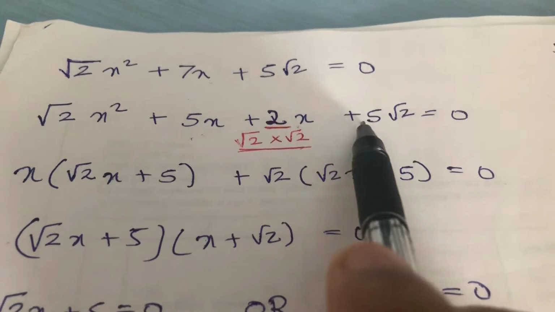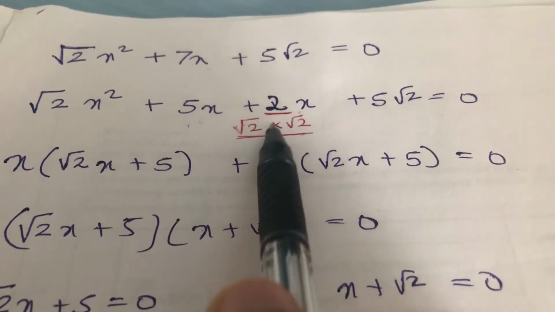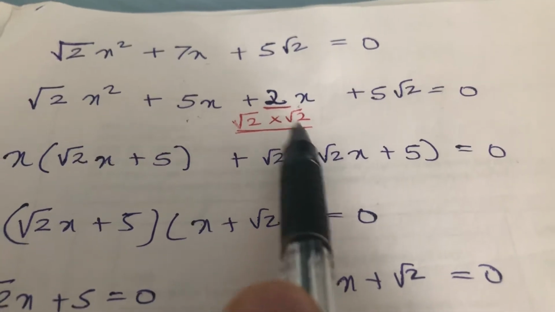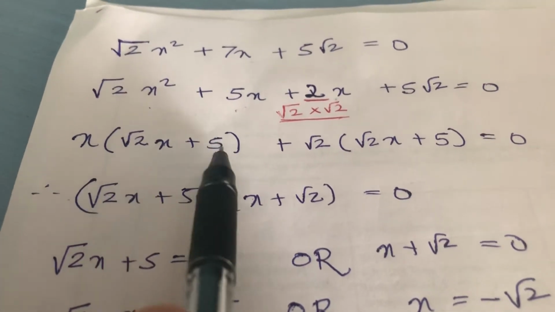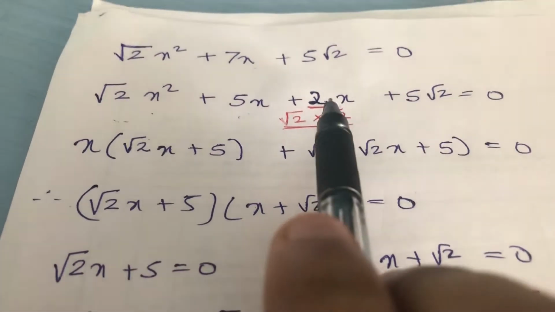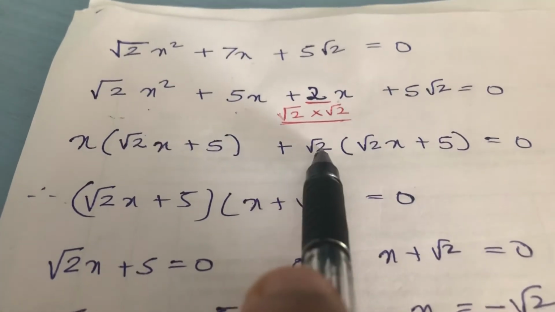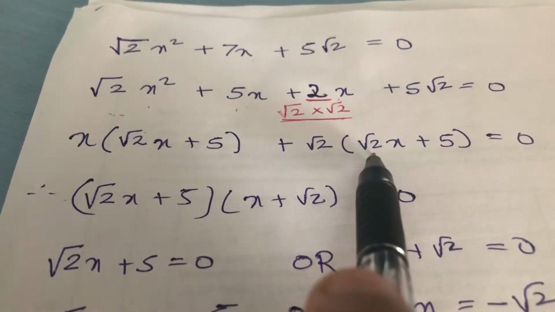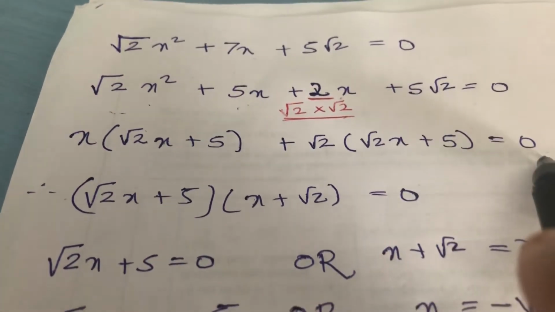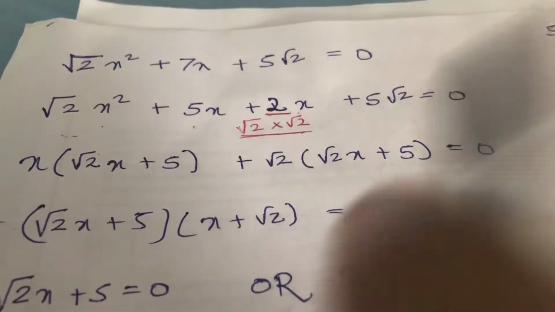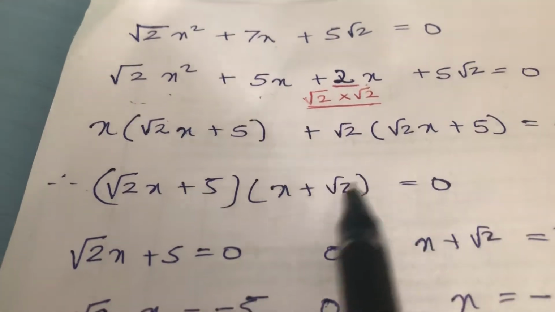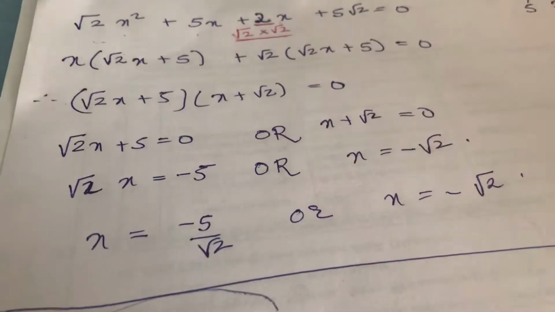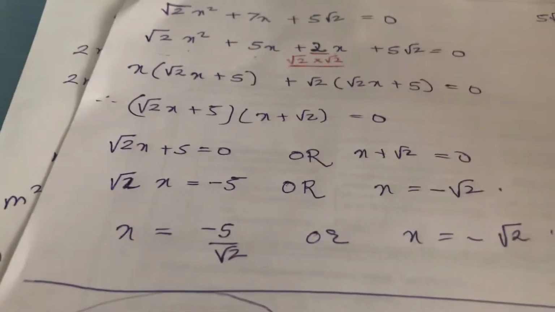Now if you see carefully, this 2 is nothing but root 2 into root 2, isn't it? So from these first two terms you take x common, root 2x plus 5. Okay, x common, root 2x plus 5, and now from these two terms the root 2 will be common. Okay, so what remains is root 2x plus 5 is equal to 0. Now again from both these terms root 2x plus 5 common, and then x plus root 2 remains. Okay, now therefore this is 0 or this is 0, and you can do the remaining part. Is that clear? Nothing to get afraid.